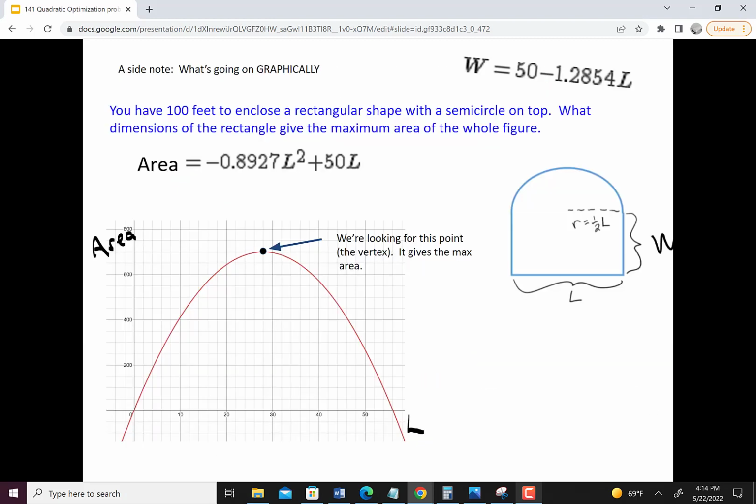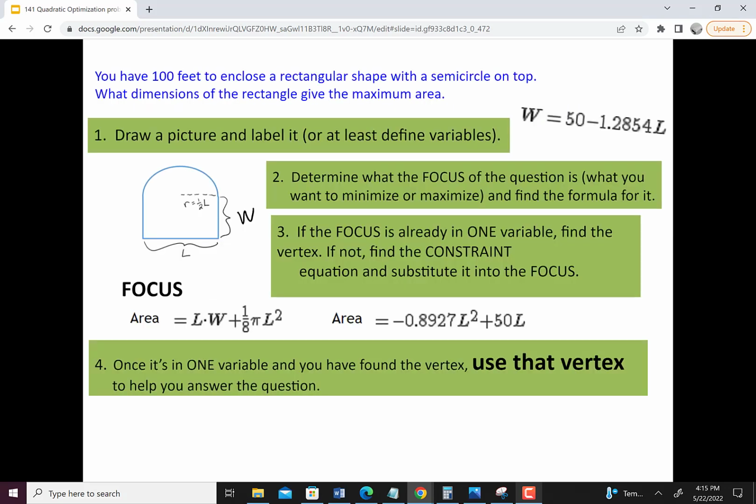As a side note, just quickly, you don't have to look at this graphically, but it is nice to know. We're looking for this vertex right here. If I graph that formula, area is on the vertical axis, L is on the horizontal axis, and we're looking for that point, a specific L that gives a maximum area. It looks like it's about 700. We don't know for sure, and actually that's not even the question. The question is about what are the dimensions, but if we were asked about the max area, it looks like it's around 700. Okay, back to our steps.